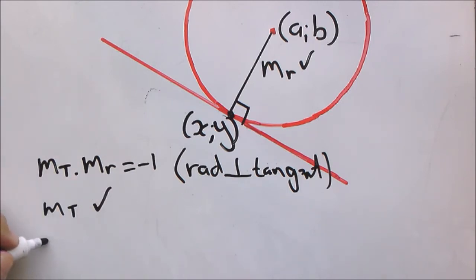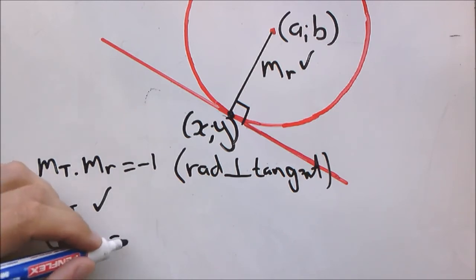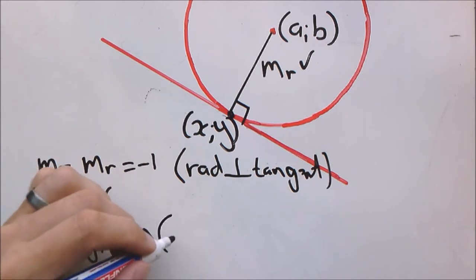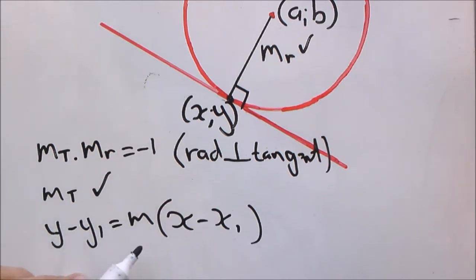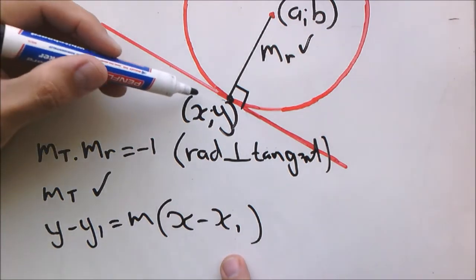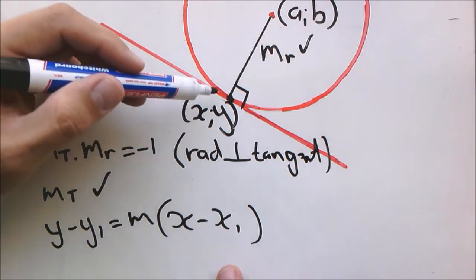Now we're going to use the following form. y minus y1 equals m times, in a bracket, x minus x1. And in m's place, you will substitute the gradient of the tangent. And in x1, y1, you will substitute the known coordinate that's on the tangent.